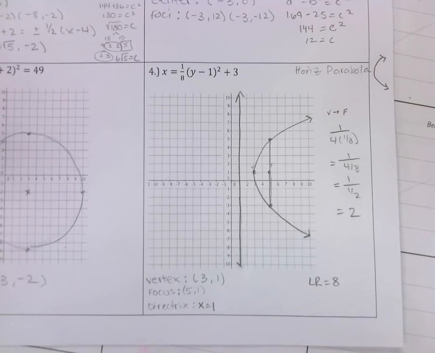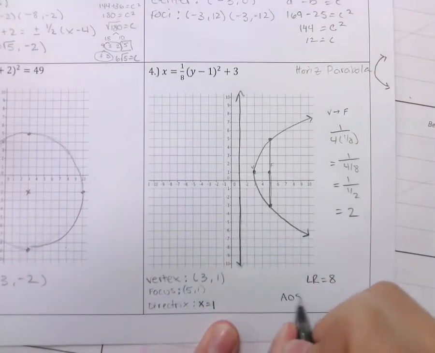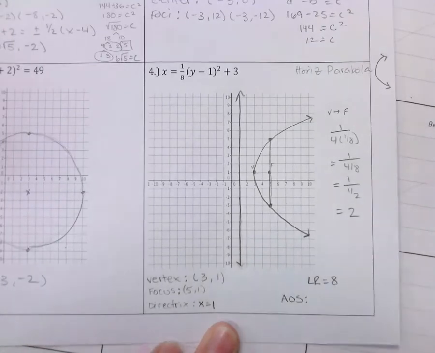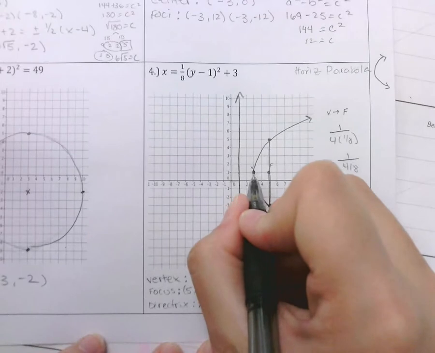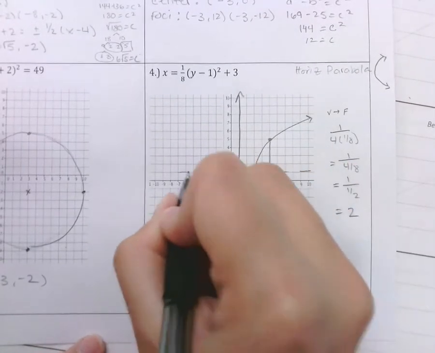And put in one more thing. So what else is not here? Axis of symmetry. I forgot about that. So where does the axis of symmetry go? Through the vertex and the focus. So it's y equals 1.